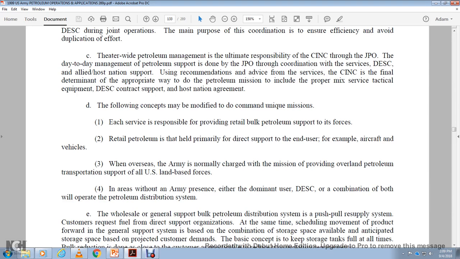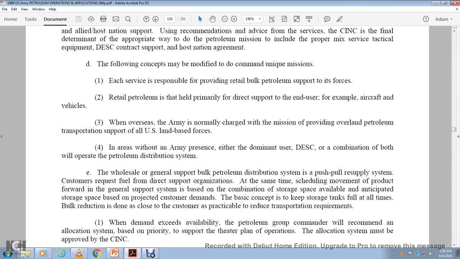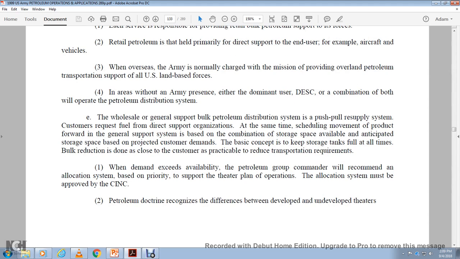Its force with the retail petroleum is held primarily for direct support of the end user, for example, aircraft and vehicles, while the Army is normally charged by mission to provide overland petroleum transportation support over all U.S. land-based forces and air forces. The Army is present in the dominant use of the Defense Energy Supply system, with a combination of both used as appropriate for the proper petroleum distribution system.